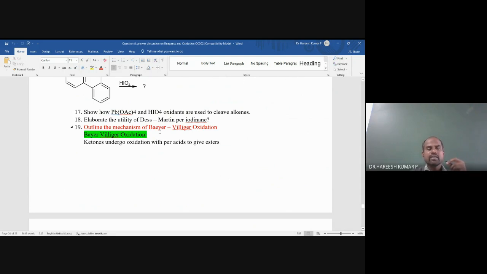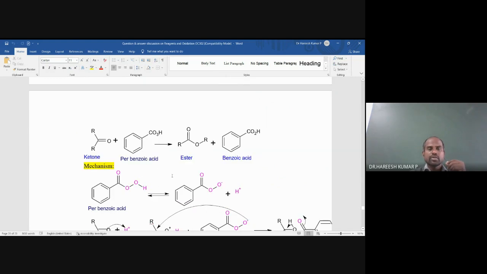Metachloroperbenzoic acid is the Baeyer-Villiger oxidation. So what will it do? It will convert a ketone into esters. If the ketone is a cyclic ketone, then a lactone is the product. So this will be the general reaction. A ketone, when it is treated with perbenzoic acid or metachloroperbenzoic acid, will be converted into an ester.